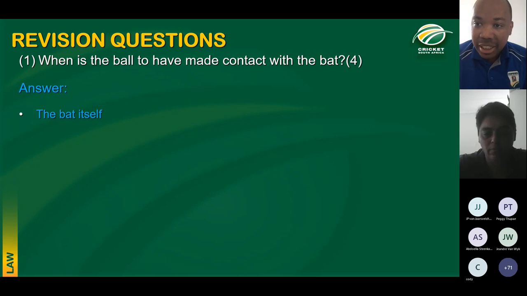Thank you. Next hand up is Angela Sando. Hi, can you hear me, Tom? Loud and clear, Angela. Go ahead. If the ball makes contact with the batsman's glove? With the batsman's glove, there is a disclaimer to that. The glove needs to be holding the bat. That's correct, yes. So if the ball makes contact with a glove holding the bat, then it is considered to have made contact with the bat. Well done.